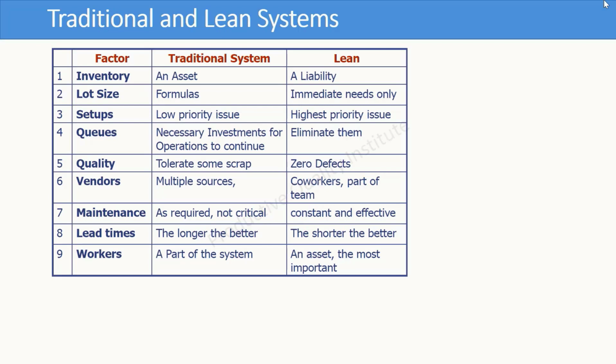The following table shows a summary of the differences between the traditional and lean systems for inventory, lot size, setups, queues, quality, vendors, maintenance, lead times and workers.